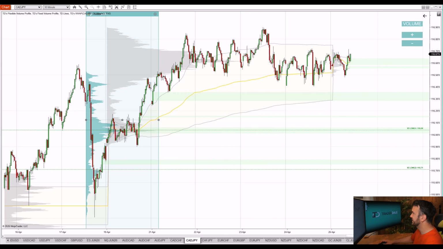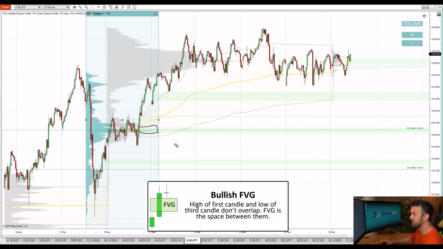What also adds strength to this level is this little fair value gap. It's highlighted in green, so that's a little bonus to make the level stronger. Alright, so that was the Canadian dollar Japanese yen.